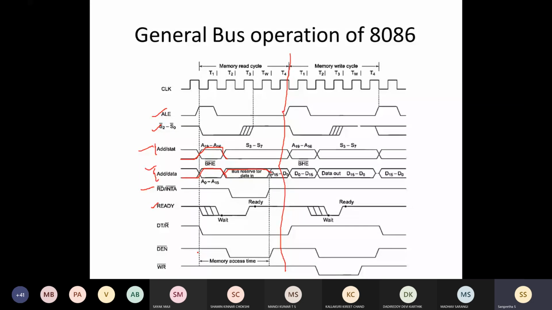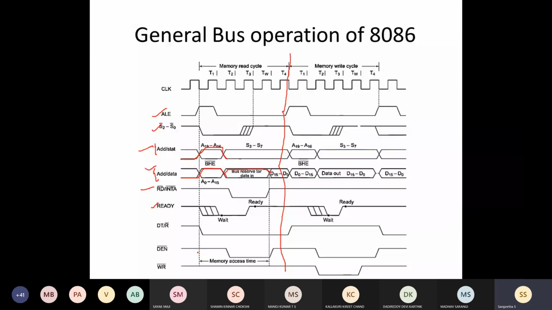If you at least read the general operation, you will get an overall idea of how your bus cycles are going to be. Then we can classify into different types like IO read or IO write, memory read and memory write, for which you have maximum mode operation and minimum mode operation. That we will see one by one. But this is the general overall operation of your 8086.